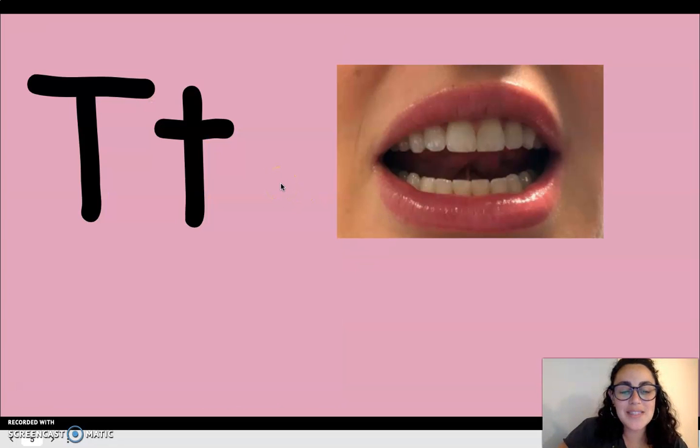Now we're going to talk about the sound that T can represent. T says, we're going to hear the sound T. T can represent the sound T. So let's see what's happening here. Our mouth is a little bit open. Our tongue is right behind our teeth. And we just push out a little bit of air. T. You try. T. That's the sound that we should think of when we see this letter.